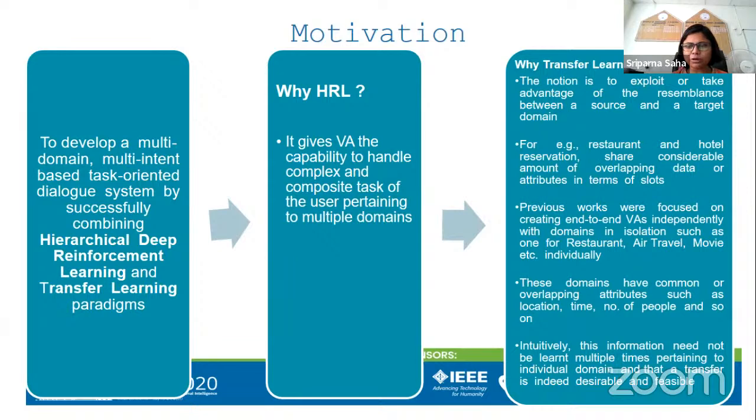Previous works were focused on creating end-to-end virtual agents independently for different domains. But that's very time consuming and complex. So suppose a virtual agent is already trained in a particular domain, can we use the same virtual agent with minimal effort in some other domain? Because some of the domains have common or overlapping attributes, like the location, time, and number of people.